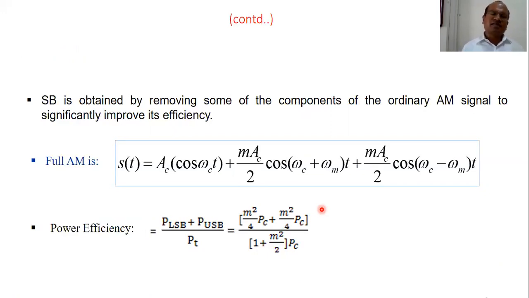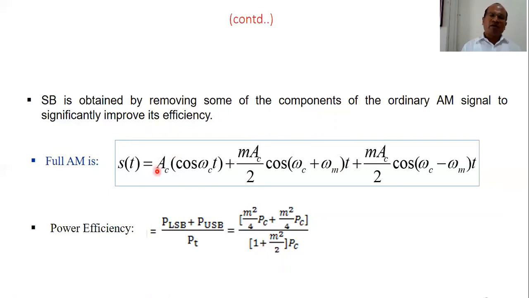How do we get improvement in power efficiency? Let us understand. We know that the complete AM signal is written as Ac cosine omega c t plus m Ac by 2 cosine omega c plus omega m t plus m Ac by 2 cosine omega c minus omega m t. This has come from the product m Ac cos omega c t multiplied by cosine omega m t. When you calculate power, we have done power calculation in AM. This corresponds to carrier power.